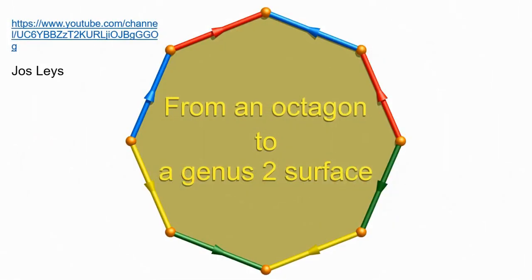Now I have taken this nice animation from Joe's Les. You can see the YouTube channel link over here, just to give you an idea, because these are all mathematics points and equations, of how we can create an octagon from a two-fold torus. Just sit back and enjoy the animation.